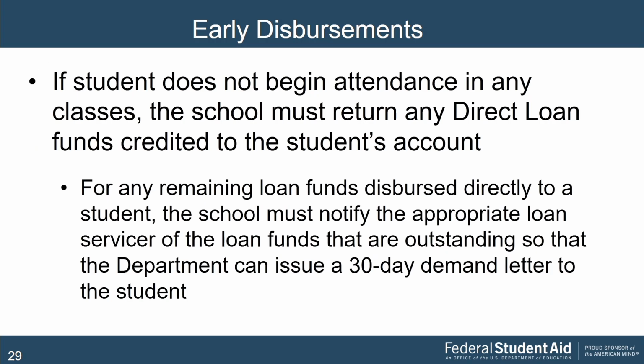If a student does not begin attendance in any classes, then the school has to return the direct loan funds credited to the student's account. For any remaining loan funds that were disbursed directly to the student, you're going to notify the appropriate loan servicer. So they're outstanding, and that servicer on the part of the department will issue a 30-day demand letter to the student.